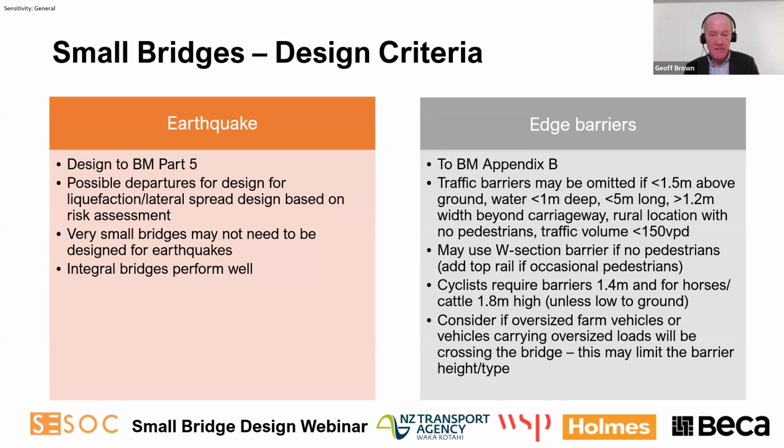Traffic barriers may be omitted under certain conditions which are defined in the Bridge Manual. You may be able to use W-section barriers if there are no pedestrians, or a top rail if you're going to have an occasional pedestrian. If you've got cyclists, you would require barriers normally 1.4 meters high, and for horses and cattle 1.8 meters high, unless the bridge is very low to the ground.